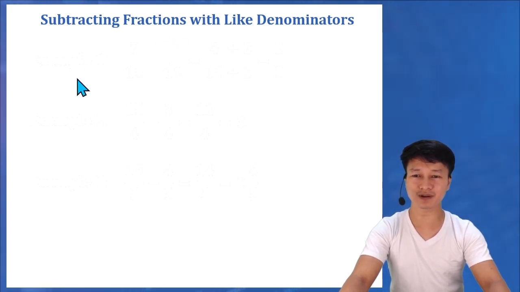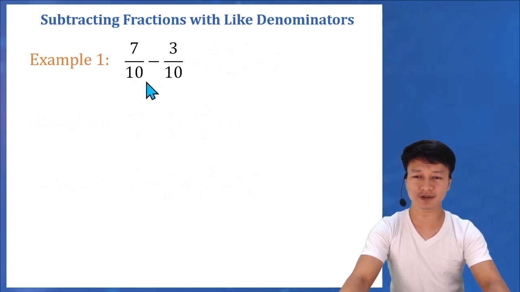Let's take example number 1. We have 7 over 10 minus 3 over 10. Since these two fractions are similar fractions, we can directly subtract them. Just subtract their numerators, so we have 7 minus 3, that is 4, over the common denominator 10.